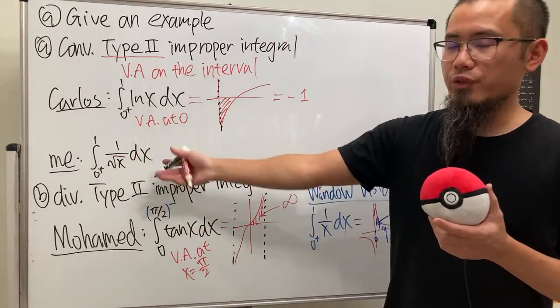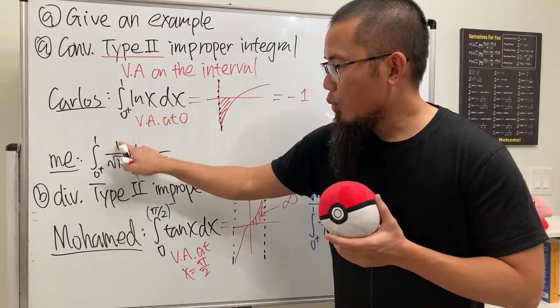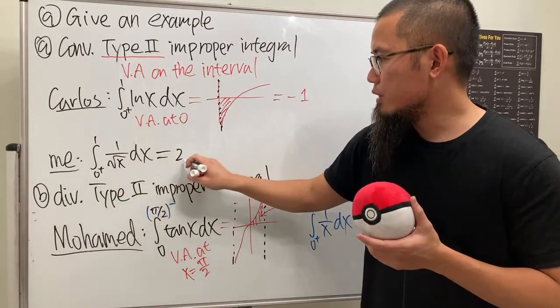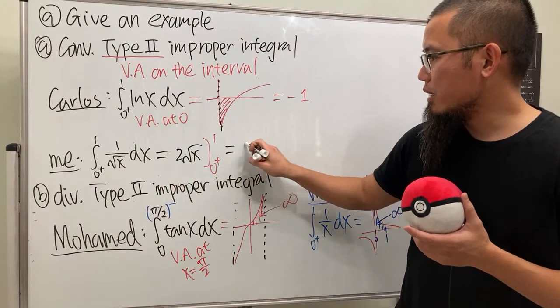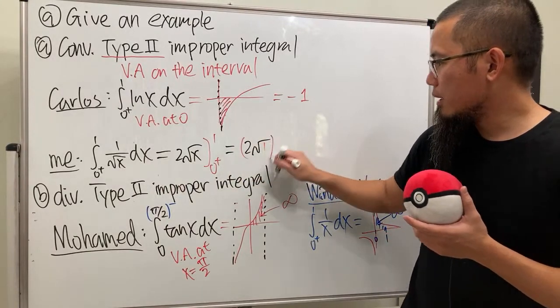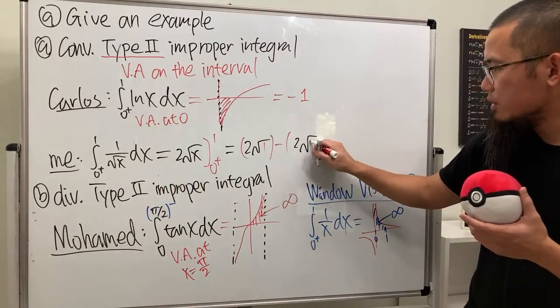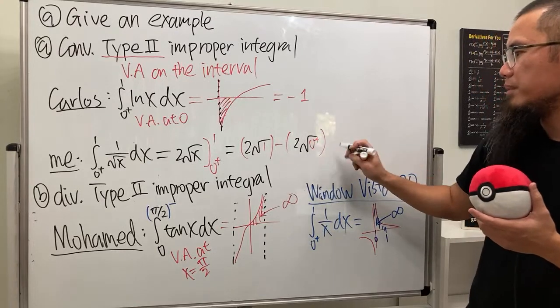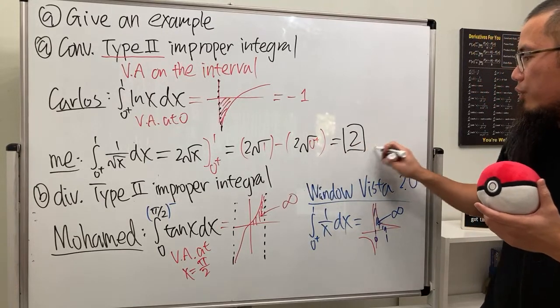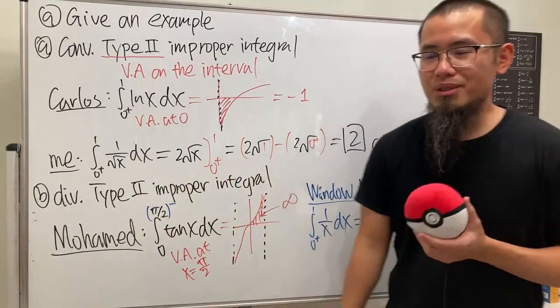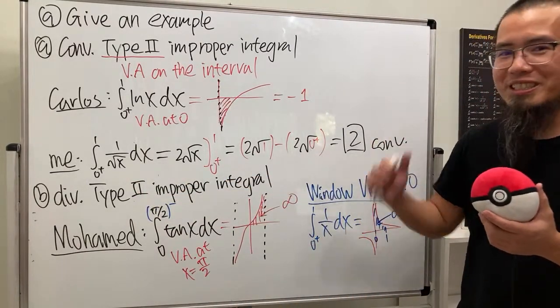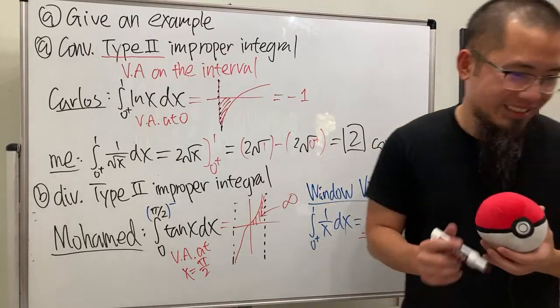I'll do a computation for you guys real quick. Integrate 1 over square root of x, you get 2 square root of x, and you plug in 0 plus and 1, and you just get 2 square root of 1 minus 2 square root of 0 plus, or 0, doesn't really matter, and you just get 2. So of course, this right here converges. So that would be a very nice and sweet example.